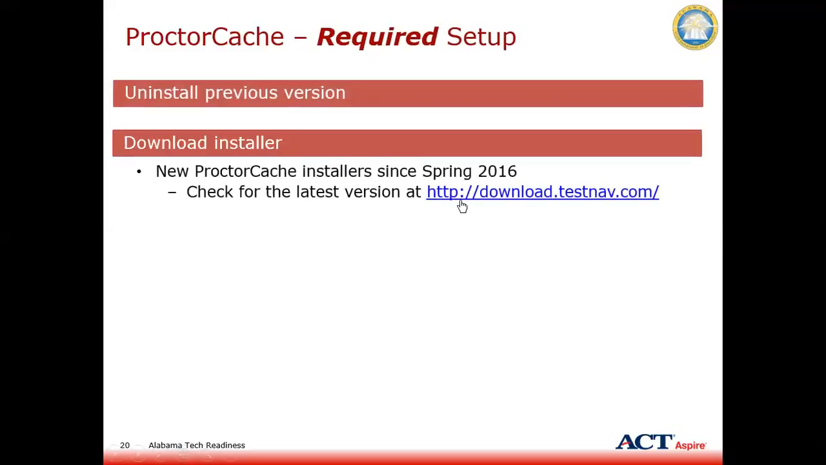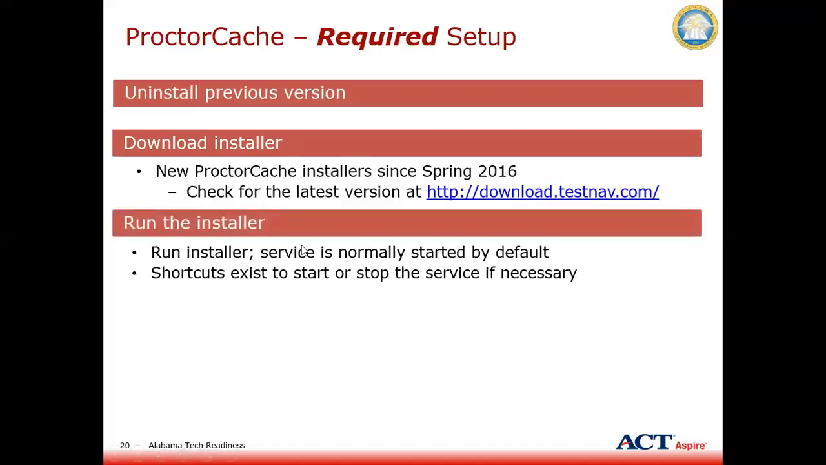So first of all, if you have previously done Proctor caching, you did it when it was recommended, you will need to uninstall your previous version and then download the latest installer. These are new installers since spring of 2016. And if you didn't previously Proctor cache, you'll just start with downloading the latest installer. Again, those links are off of the technology setup. They will take you here to this download.testnav.com website, and this is where you'll be able to get your installers.